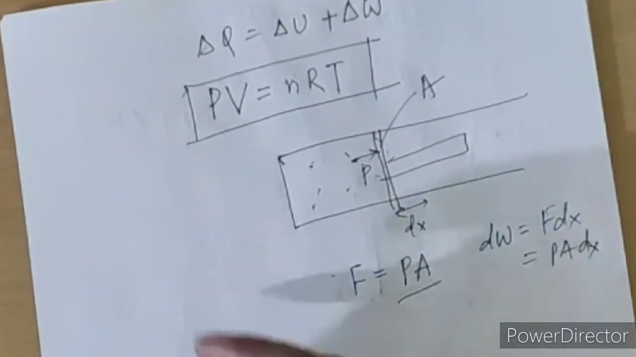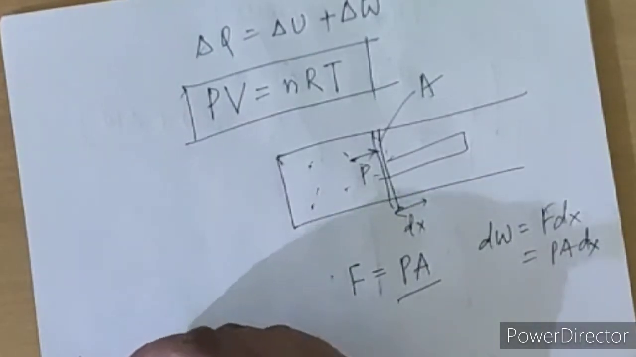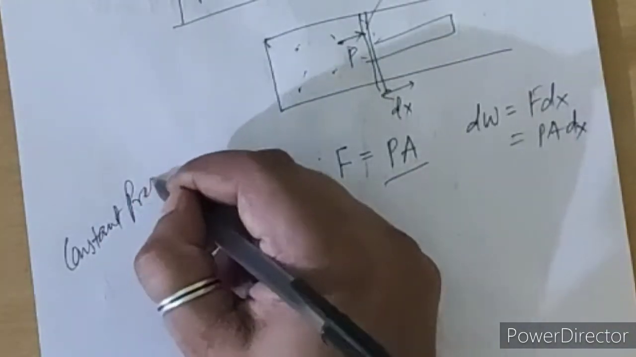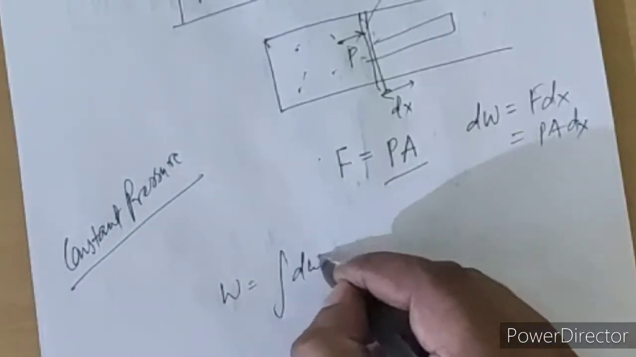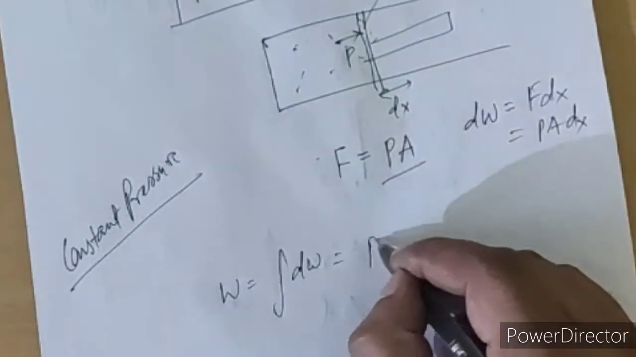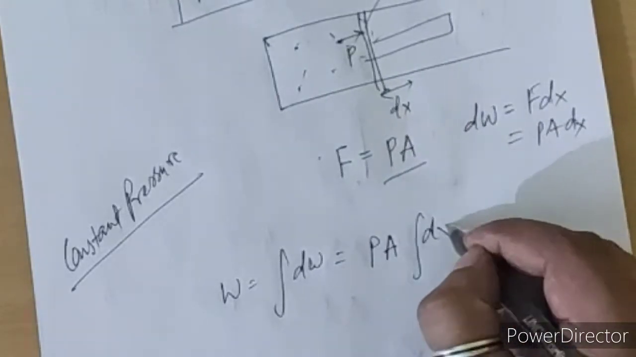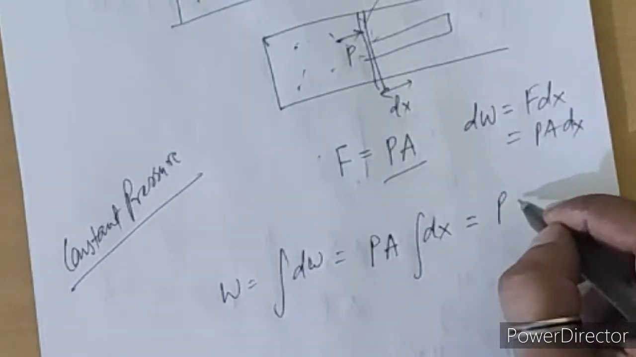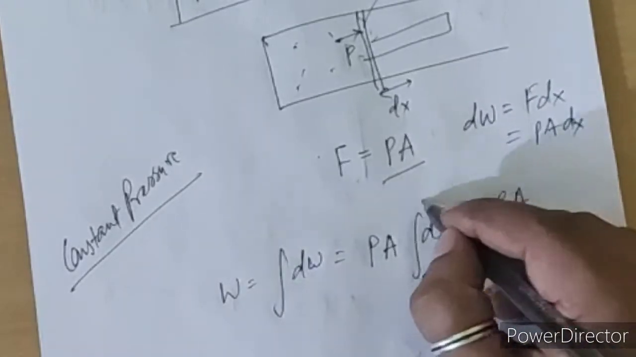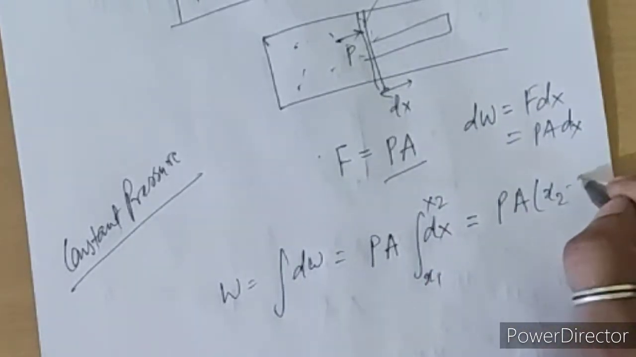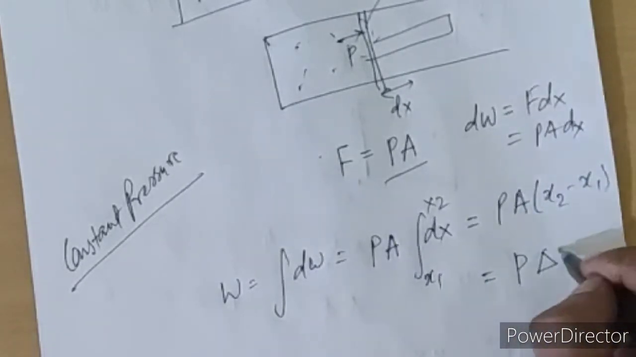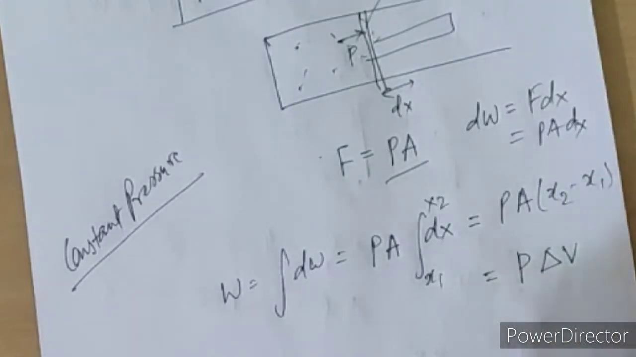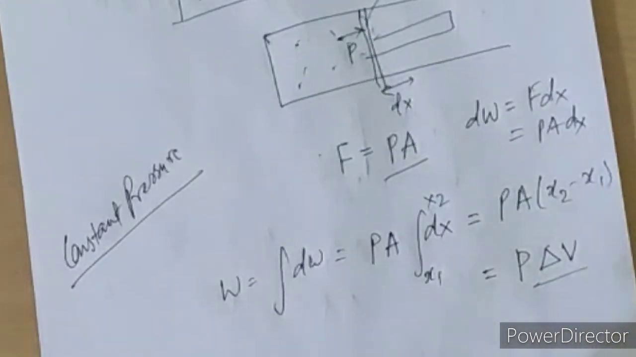So if, say, we have a constant pressure, in the constant pressure case what will happen is the total work done will be given by integration of dW, that is, P is constant, A is constant, so the only thing will be this. So this is A times, say, from x1 till x2, so this is x2 minus x1, and this will be delta V. So this is basically the change in the volume of the gas.